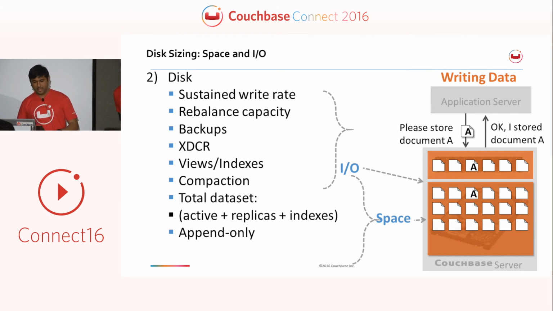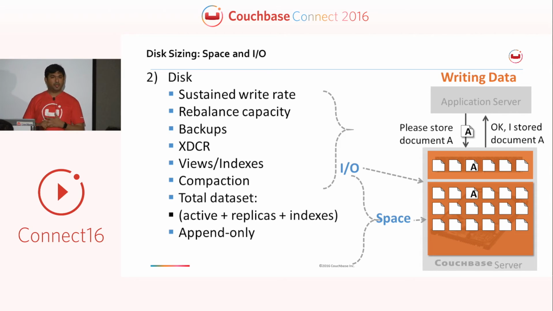Now, disk. There are various things which contribute to this. One is the I/O and the other one is the space. So we'll see what are the factors which contribute to the I/O and what are the things which contribute to the space. First, sustained write rates. The second factor, disk, is actually, if I have to say, Couchbase can handle bursts of writes. So the application could be completely unaware of it. It could work in a normal fashion if the disk is catching up.